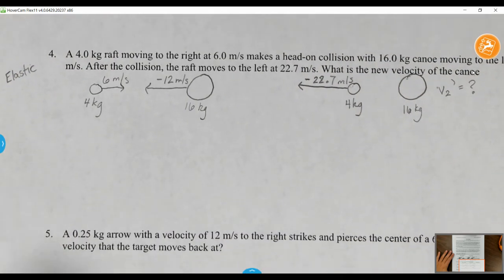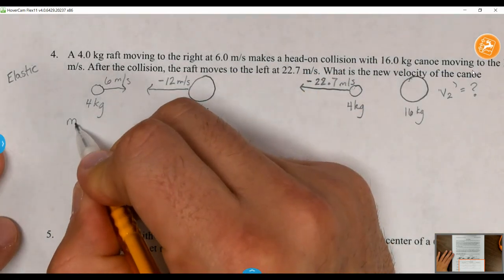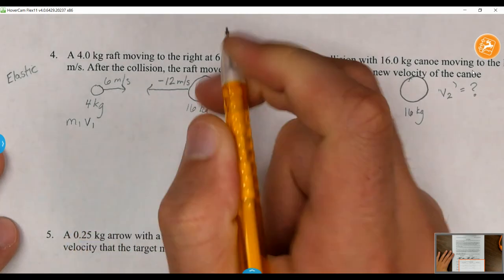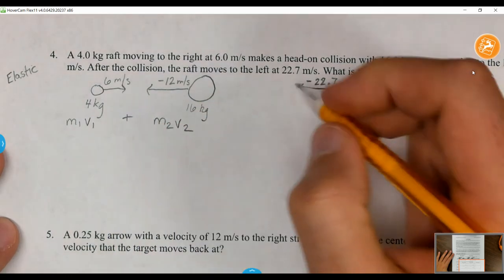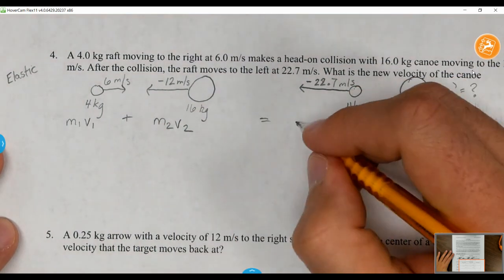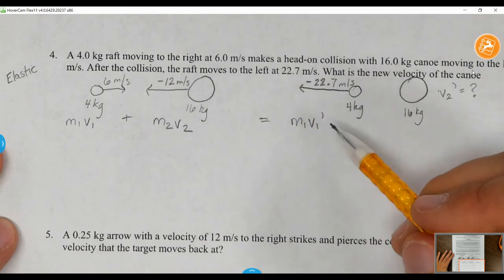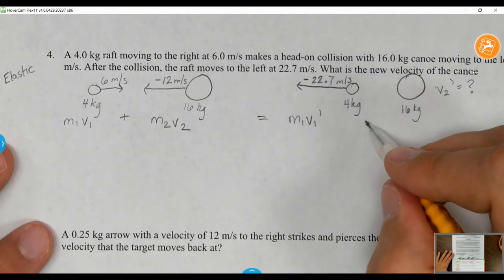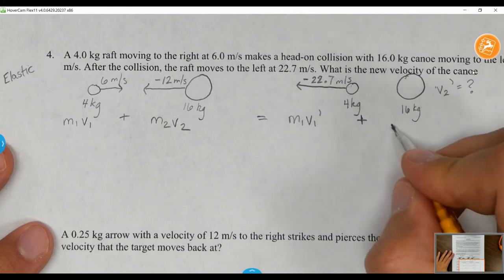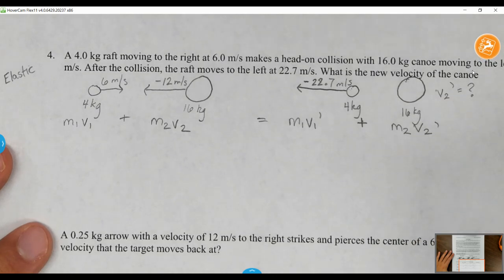So it's telling me that, all right, that's elastic. And now I'm going to write the equation underneath that. So that's M1 V1 plus M2 V2 equals M1 V1 prime. And again, that little apostrophe just means the new velocity, or the velocity after the collision, plus M2 V2 prime.